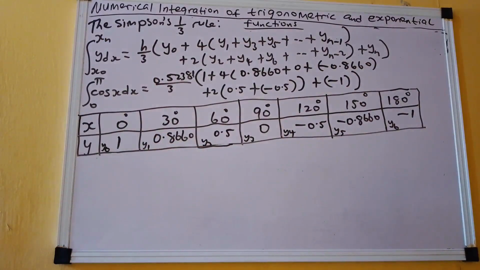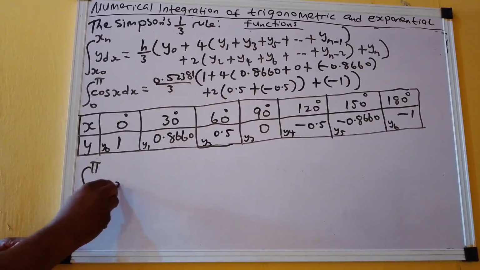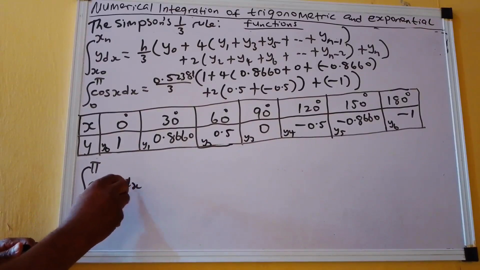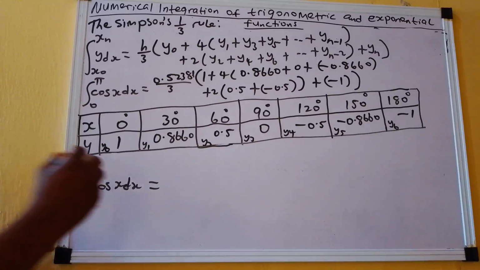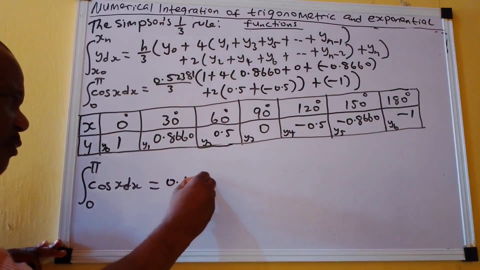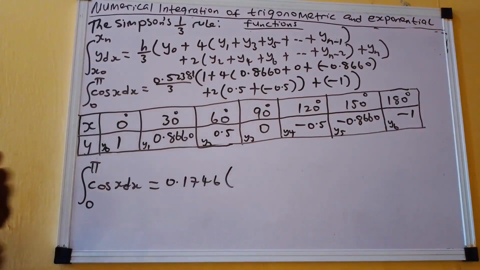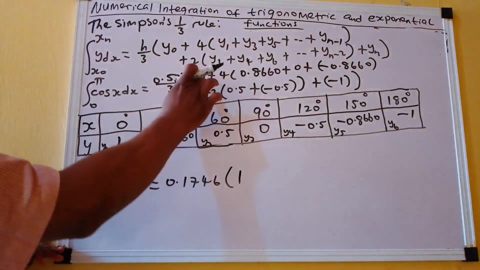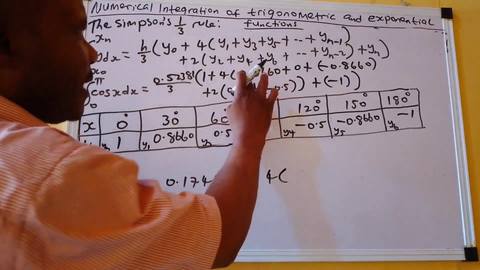So when you come here, the integral from pi to 0 of cos x dx will now be equal to 0.52381 divided by 3, which gives 0.1746, in bracket open. Now let us examine this. Of course, you have 1 here plus 4 into, what do we have in the bracket of 4?